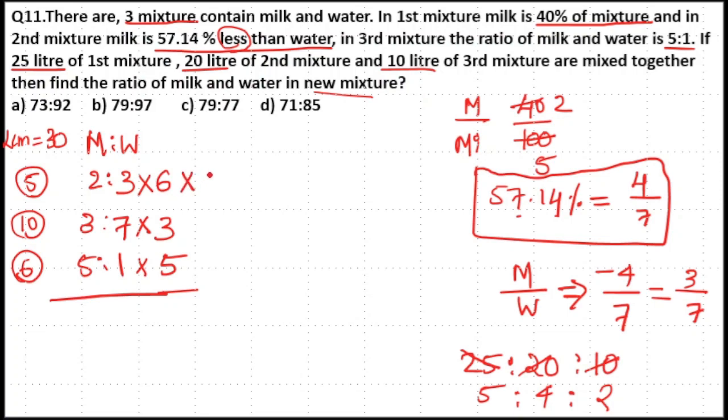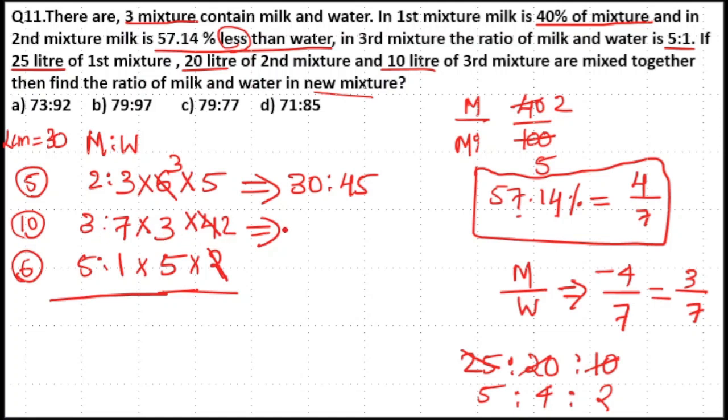So multiply first ratio with 5, second ratio with 4, third ratio with 2. Now you can cancel it with 2. 2 into 2, 4. 2 into 3, 6. Now first ratio will become 3 into 5, 15. 15 into 2, 30. 15 into 3, 45. Second ratio will become 3 into 2, 6. 6 into 3, 18. 6 into 7, 42. Next is 5 into 5, 25. Third ratio will become 25:5 into 1, 5. So now the total parts of all these three ratios are equal.